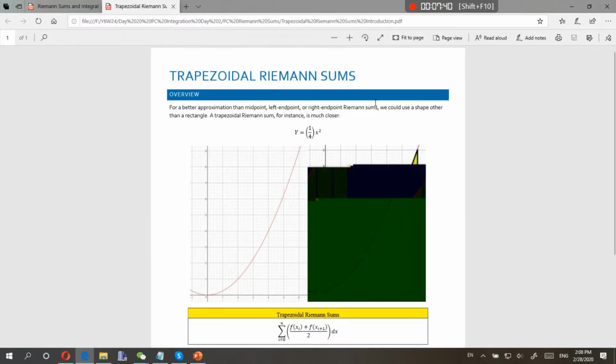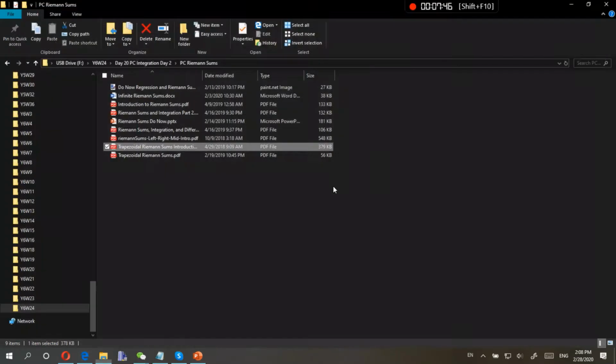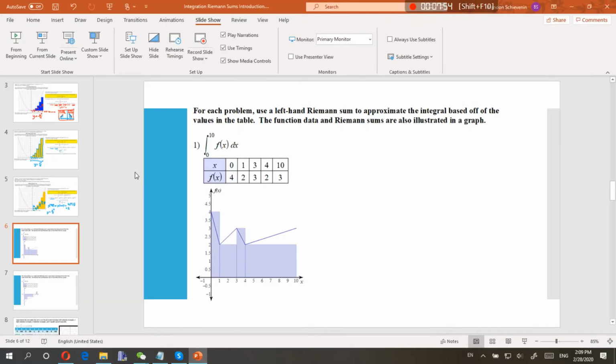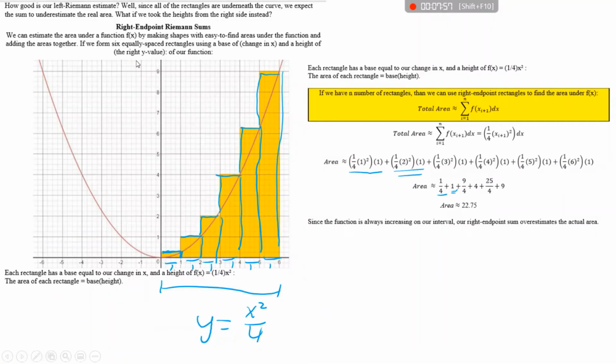Is there any shortcuts, or do we always need to do it and add all together? Let me go back. As long as your bases are the same, so in this case all my bases are 1, I could pull out 1 from all of those and just multiply by your heights, which might be a shortcut depending on what you're doing. But I do still need to go through and get the areas for all of these rectangles and add them together. Okay.